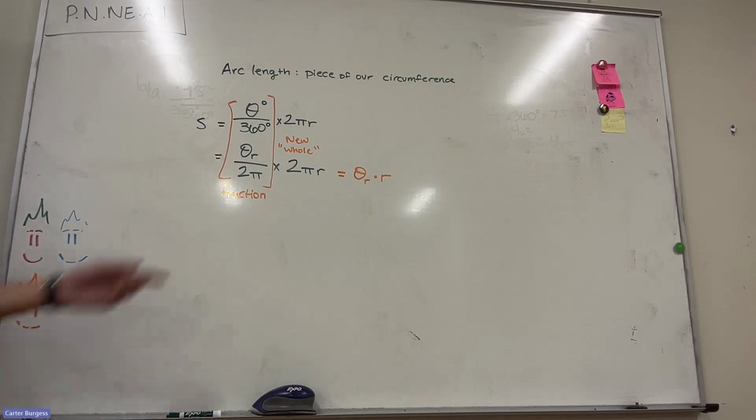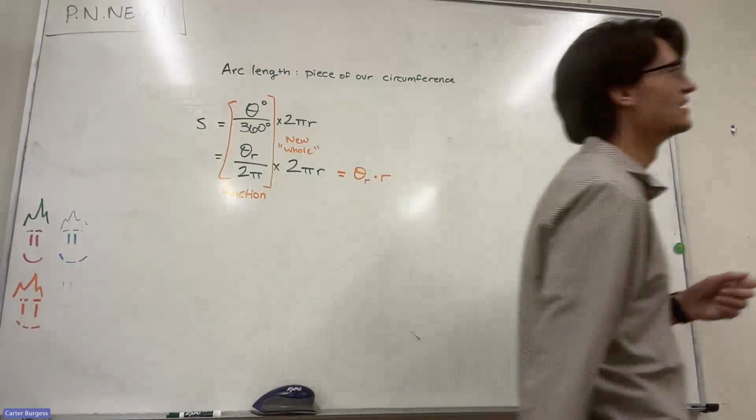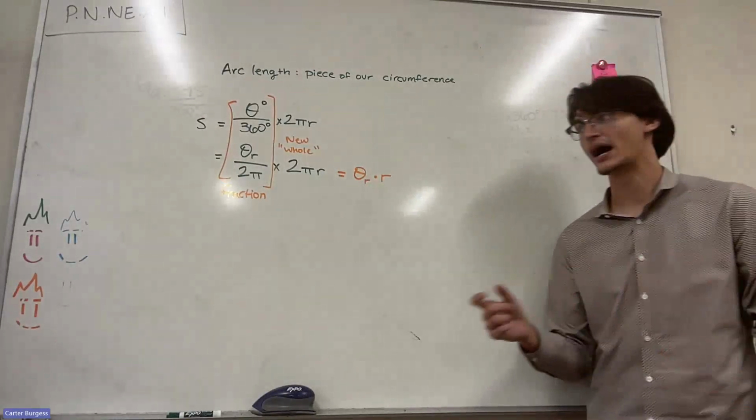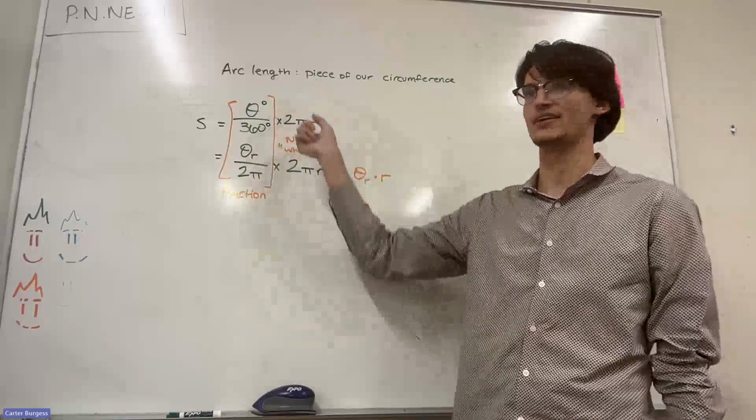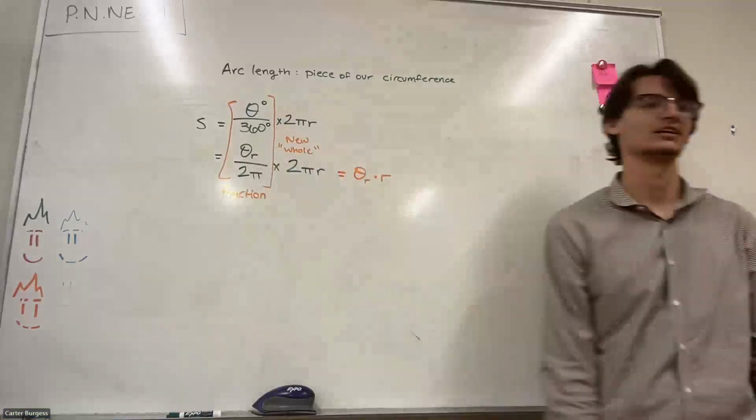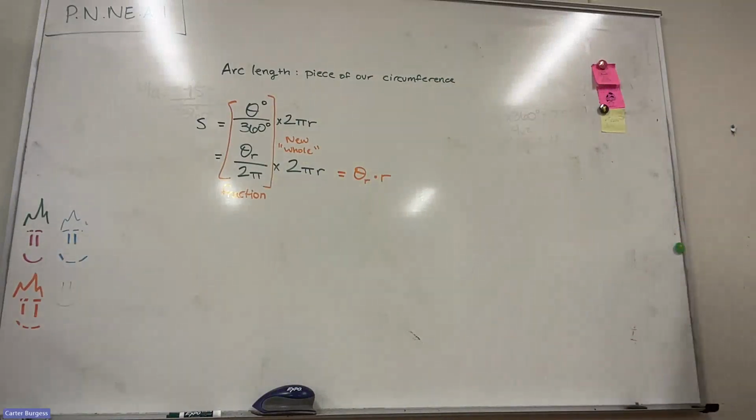A quantity that is completely useless. And so just to keep ourselves grounded, I like starting out by figuring out this fraction and then just multiplying by the new whole. I don't think that's particularly more difficult than memorizing that it's theta sub r times r.